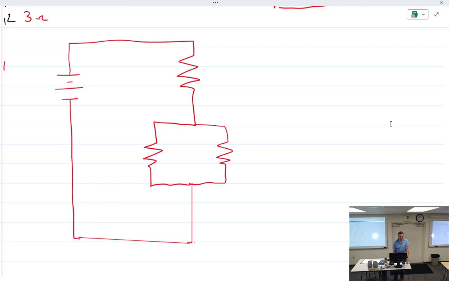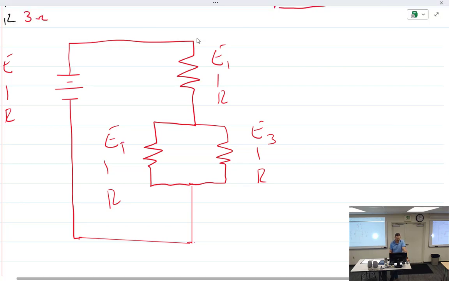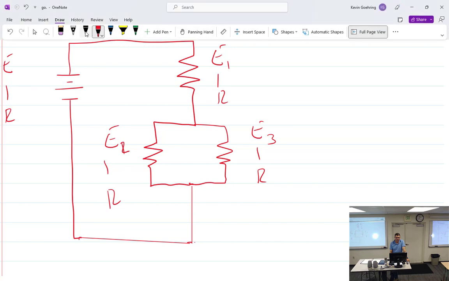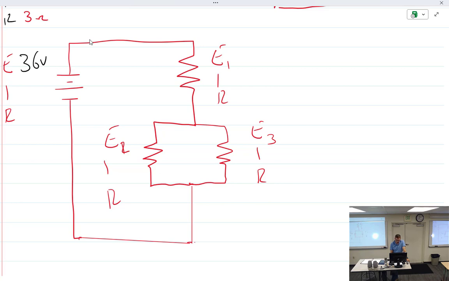All right. E, I, and R. We'll call this E, I, R 1. We'll call this E, I, R 3. E, I, R 1. There we go. All right. What do I got here? 36 volts. I don't know what the givens were, but we'll just say 10 ohms, 6 ohms, and 3 ohms.